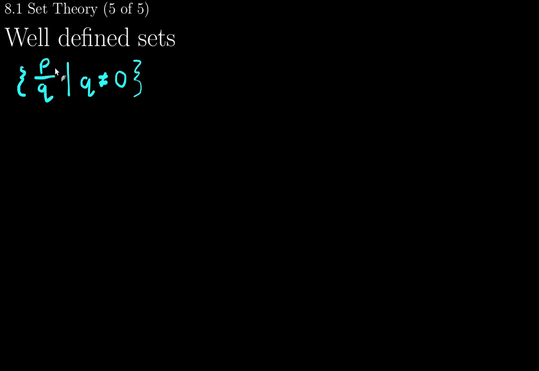They could be integers, which, if I said P and Q had to be integers, this would be our rational numbers. But they could be real numbers. They could be complex numbers. They could be colors. They could be words. They could be symbols. It's not clear. It's not well defined. So let me put that down. Not well defined.